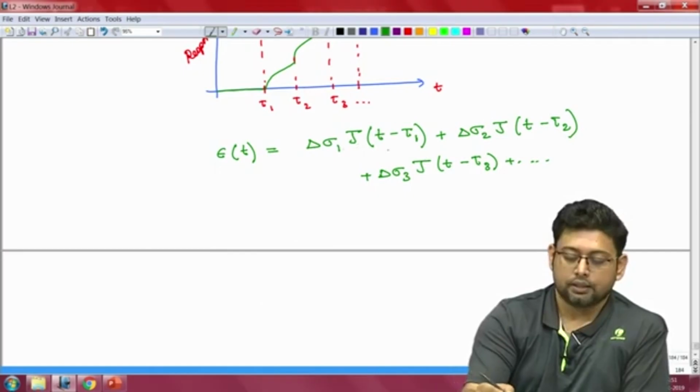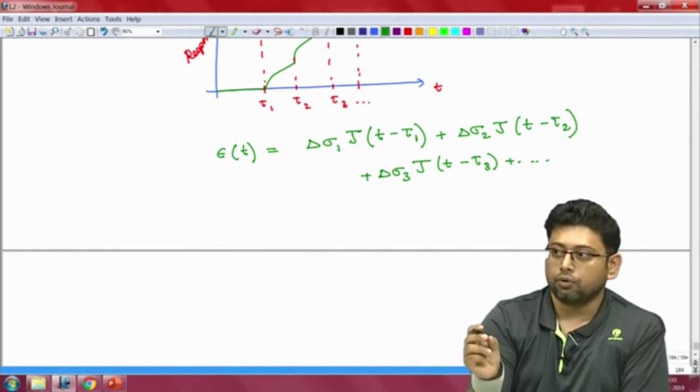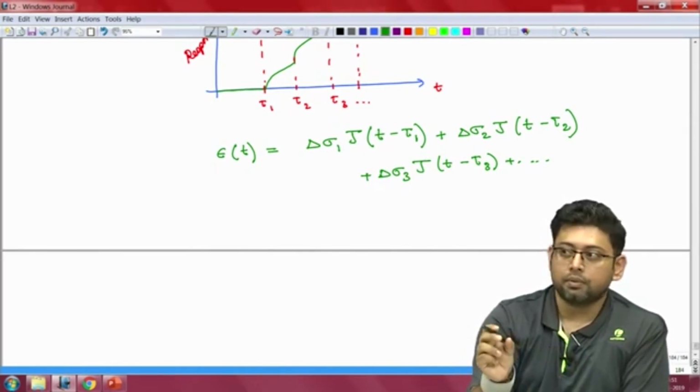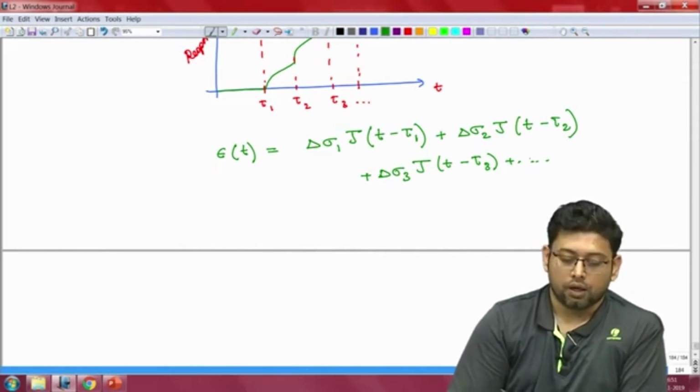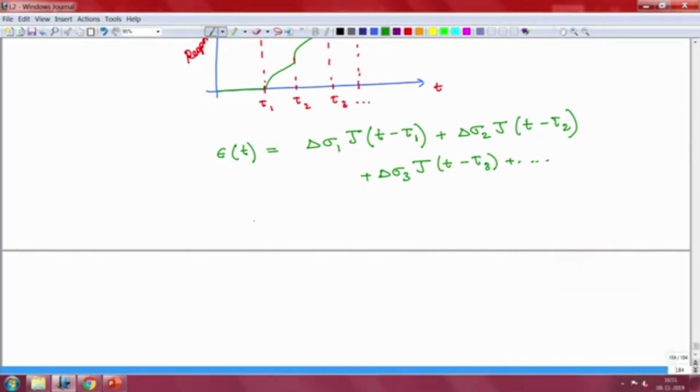You are trying to take a system such that this delta sigma keeps going to 0, keeps becoming infinitely smaller, then what happens, right. So, then this generalization will get you here. Some people write it as minus infinity to t, some will write it as 0 minus, it depends on how you are defining it. So, this is now the generalization of this.